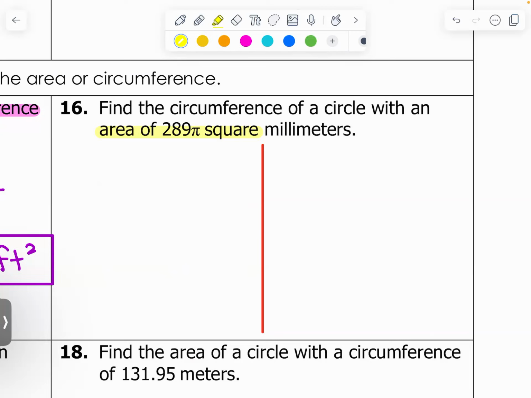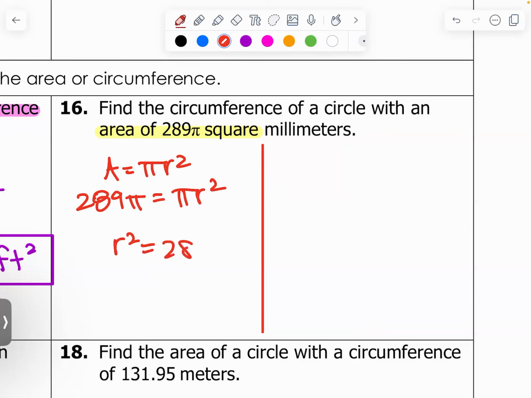All right, what is our radius? 17. If area is pi r squared and 289 pi is our area, then basically r squared is 289, making our radius 17. Okay, so to find our circumference, 2 pi r.